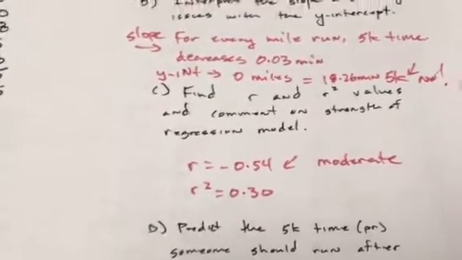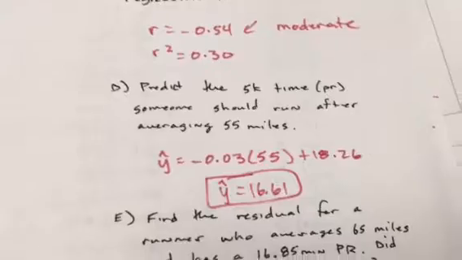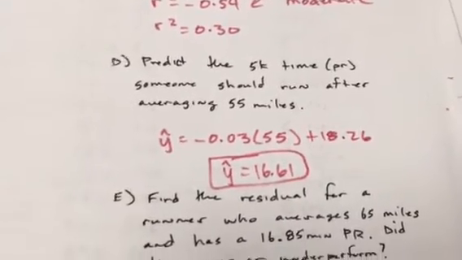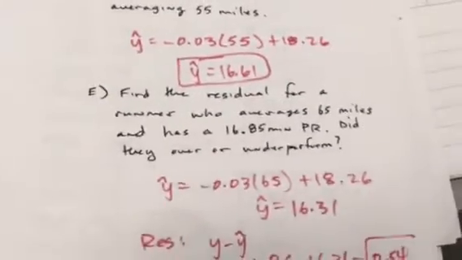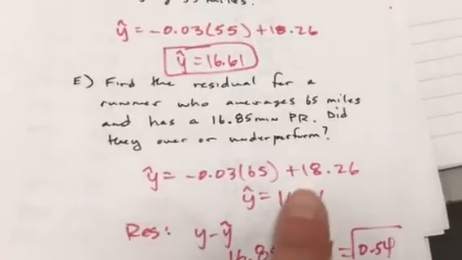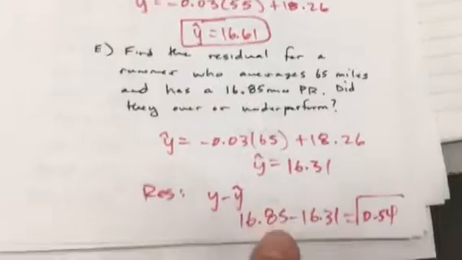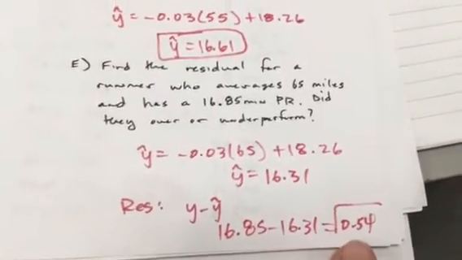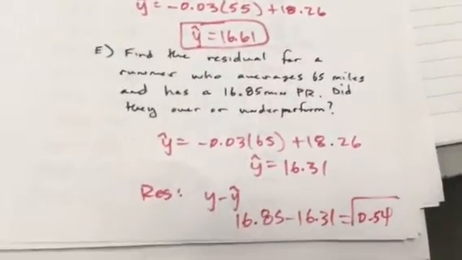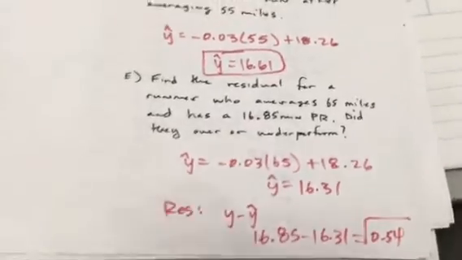That's moderate, not fantastic, moderate. Plug 55 in for x, see what you get for y hat. Find the residual, plug 65 in for x. They should have run a 16.31 5K. They did 16.85. Here you want a negative residual, so they didn't really overperform. They ran more time. They ran slower than predicted.